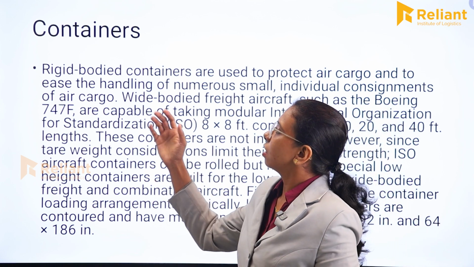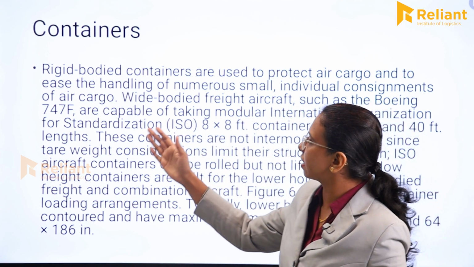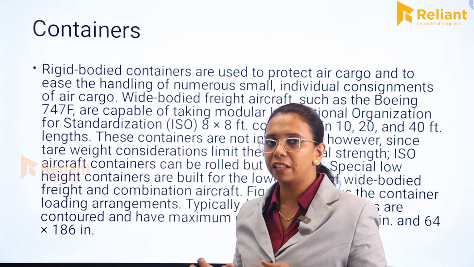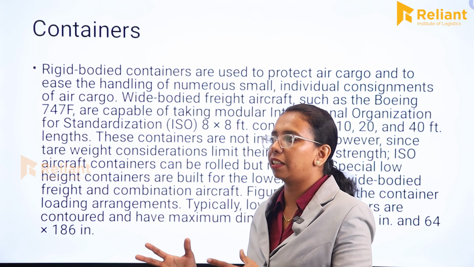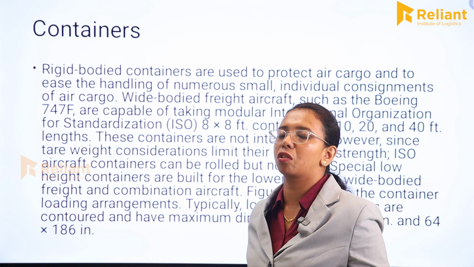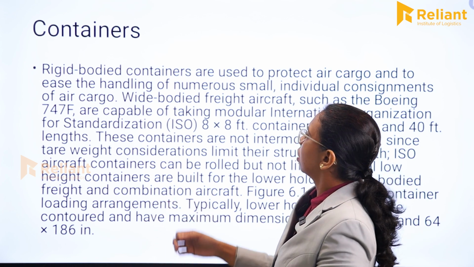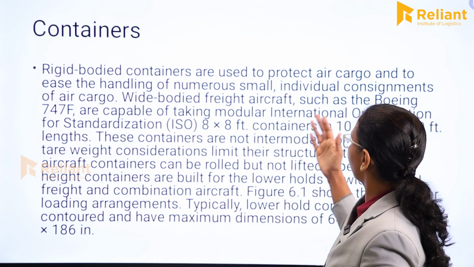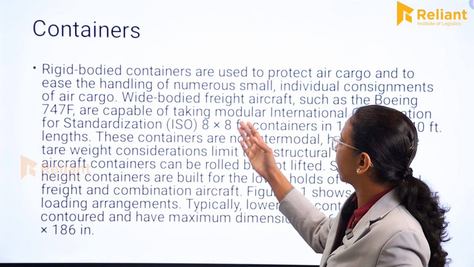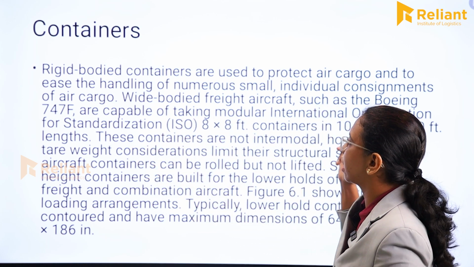Let's see containers. Rigid body containers are used to protect air cargo and to ease the handling of numerous small individual consignments of air cargo. We know that small cargoes we can't take alone to the aircraft. So in that case, we put them together, or consolidate them, into these containers, and we take these containers to the aircraft. So wide body freight aircraft such as the Boeing 747, which we saw in the earlier slide, were capable of taking modular International Organization for Standardization, that is ISO, 8 by 8 feet.